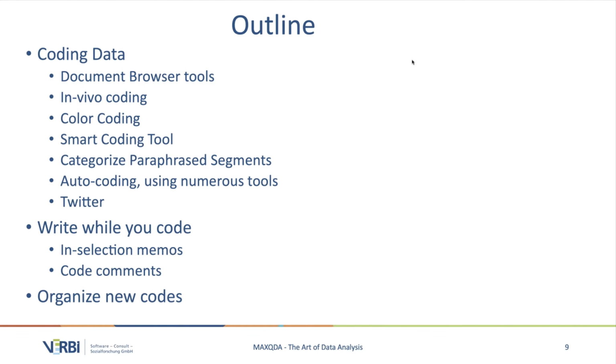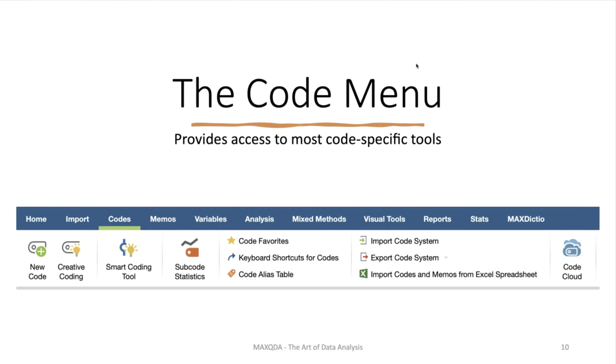So, a little refresher. Last week we talked about the code menu, one of the main ribbon menus in MAXQDA. It's one of the ways to create a new code. You can use it for organizing codes with creative coding. You can use the smart coding tool, which I'll explore later. You can look at subcode statistics for parent and child codes. And it gives you other tools for shortcuts, favorites, and importing and exporting your code system.